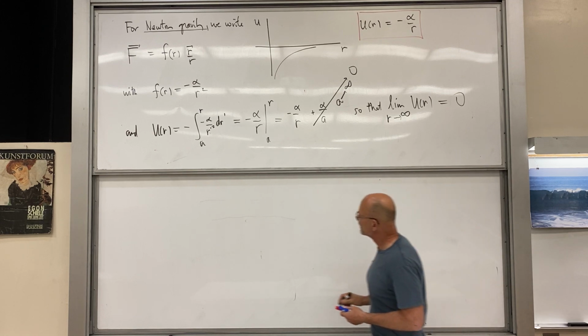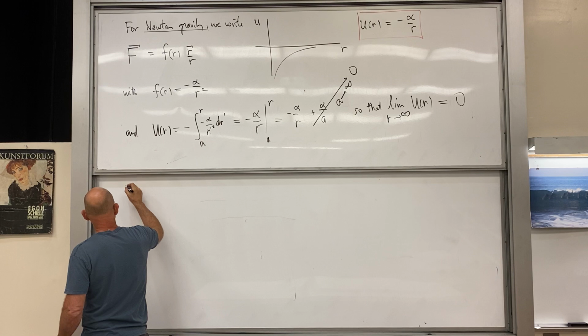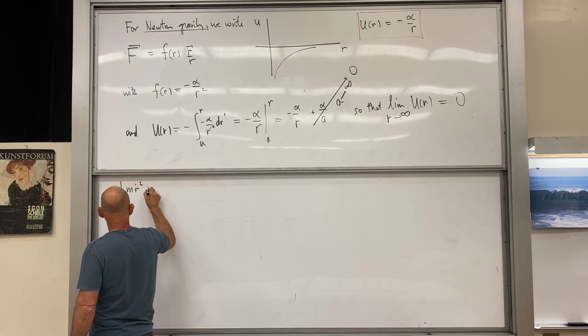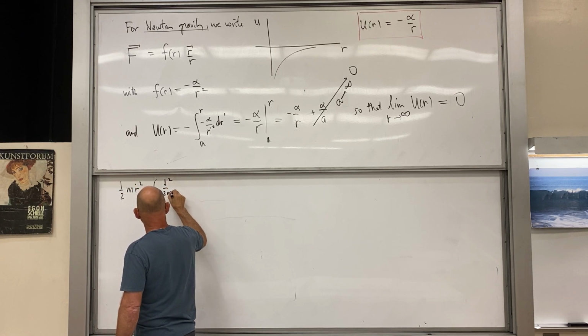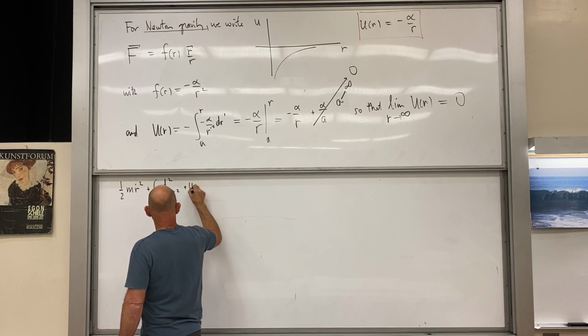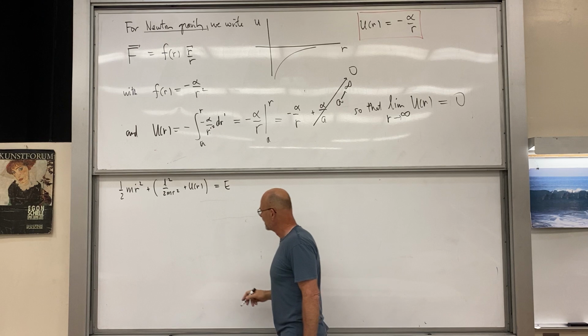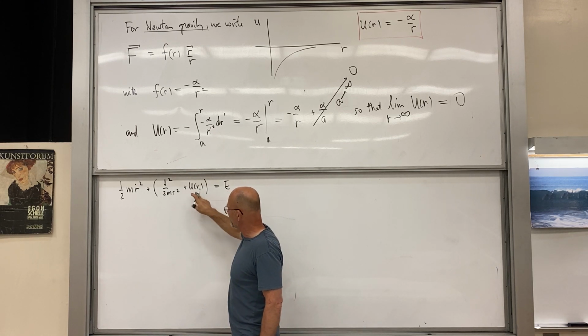Okay, so we'll start on the left side this time. So we'll write everything down. We have a half m r dot squared plus L squared over 2mr squared plus U of r is equal to E. We now know that's the effective potential.